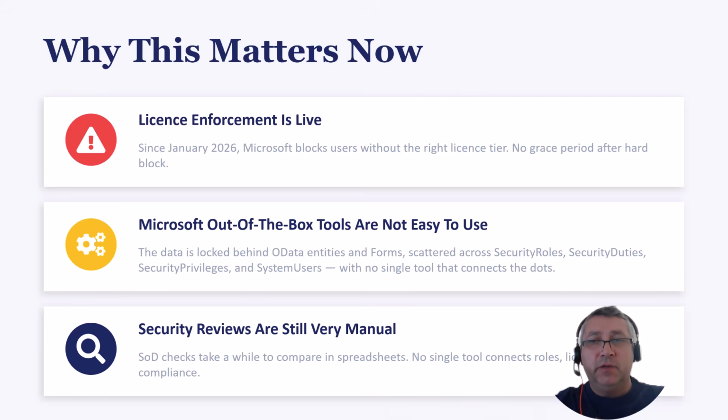Point number two, Microsoft out-of-the-box tools are not easy to use. They can tell you what license a role needs, but they don't connect the necessary dots across users, roles, different costs, and so on. So this MCP server is able to connect those dots and provide your AI agents the information necessary to process and explain this to you in plain language.